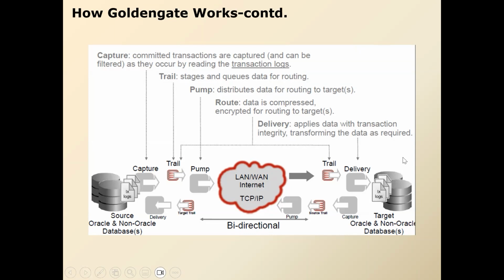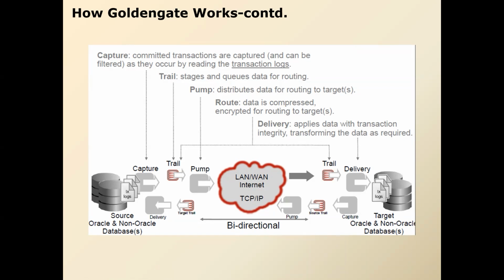So basically, your site B database will have its own transaction logs. Whatever transaction happens, those transactions will be written into the transaction logs of site B database. Once the transactions are written into the transaction logs, you will be configuring a Goldengate extract process on site B, which will read the data from the transaction logs of site B database.